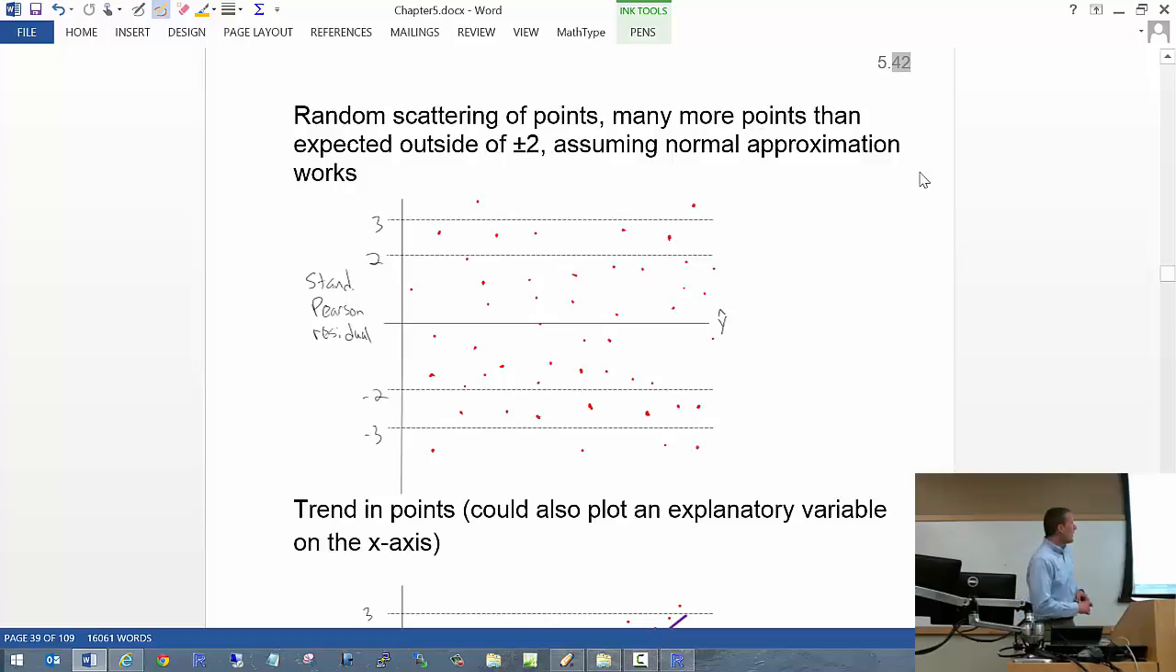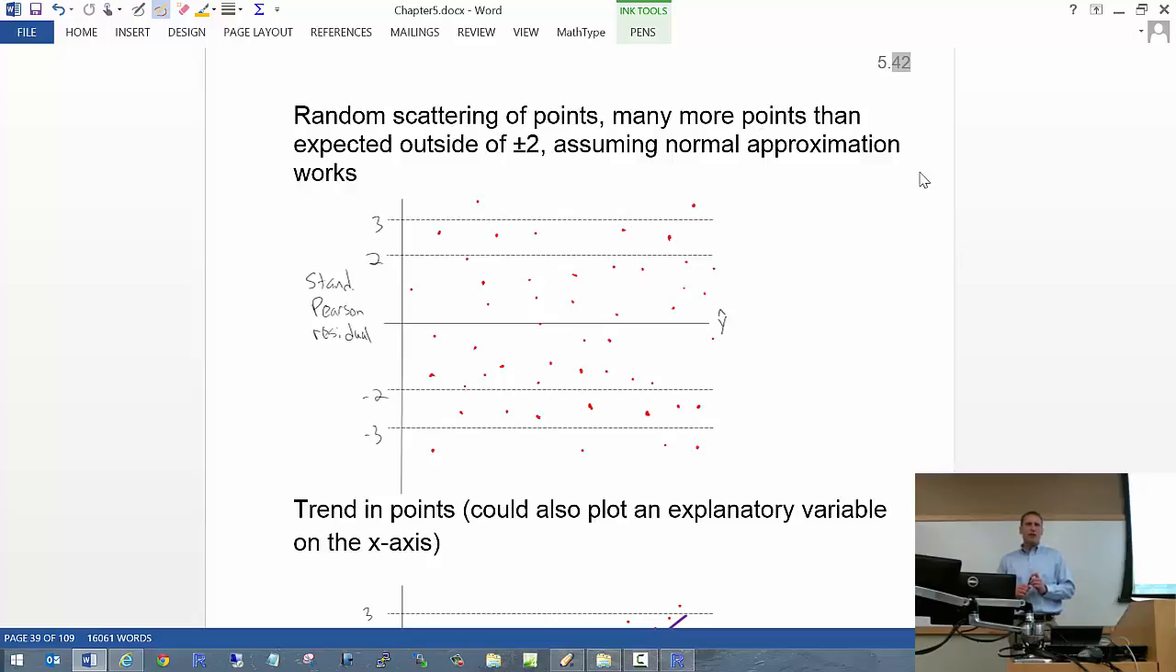Okay. Well, here's another situation. I have a random scattering of points. Many more points than expected are outside of plus or minus 2. Let's assume a normal approximation works. What do you think? Should we be worried? Yes. Okay, so we're having some issues with our model's fit.